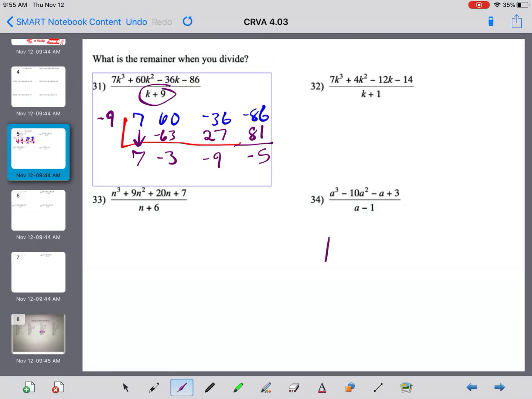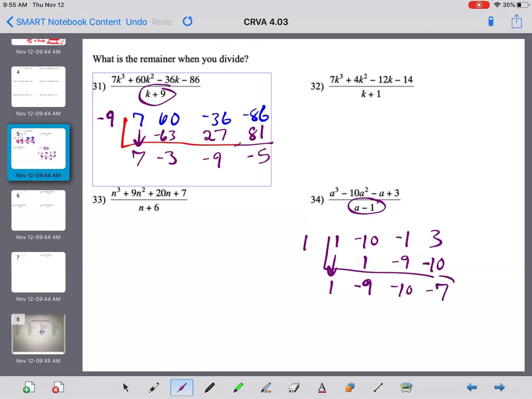Let's try numero 34. Bring down your coefficients. Make sure you're not missing any terms. If you are, put a 0 in place of it, because the coefficient of that term would be 0. Our multiplier is whatever makes what we're dividing by equal 0. So +1. Drop it down. Multiply. Add. Multiply. Add. Multiply. Add. The remainder is -7. Oops, I should have stated that on number 31. Remainder is -7, double exclamation point.